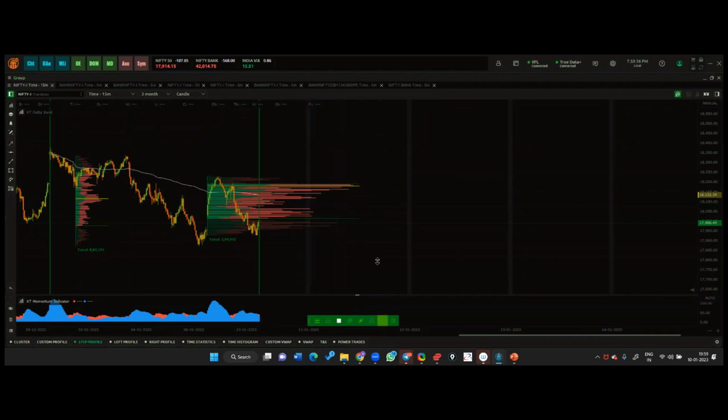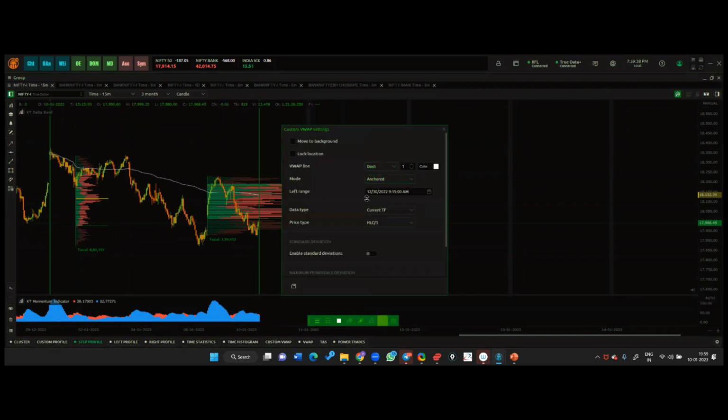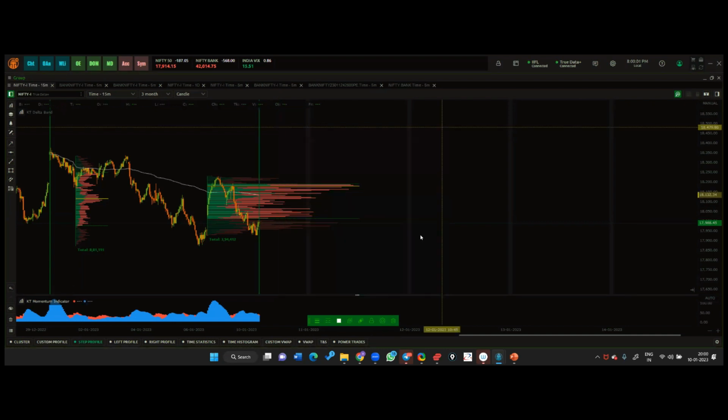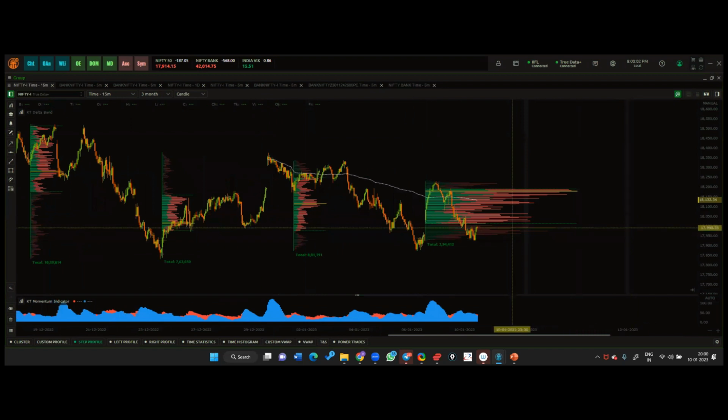You also have an option to change it to look at the average price. For example, instead of going for anchored, you can click at custom and say you want to know the average price, the volume weighted average price traded, let's say in the month of December. Then you can choose December 1 to December 12. Then it becomes a custom VWAP, but not an anchored one. Okay, so that is clear.